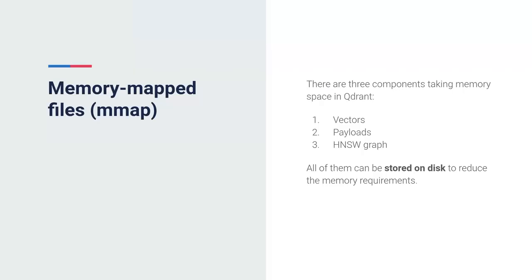The first optimization, the most obvious one, is to just store the data on disk. And this is okay as long as you don't care much about the performance. I mean, if you can agree to have higher latency, it's all fine, because all the components of Qdrant collections might be stored on disk: vectors, payloads, and the HNSW graph. And we were able to fit 1 million vectors on a machine with less than 200 megabytes of RAM, which is okay, but the latency is unacceptable in most cases.